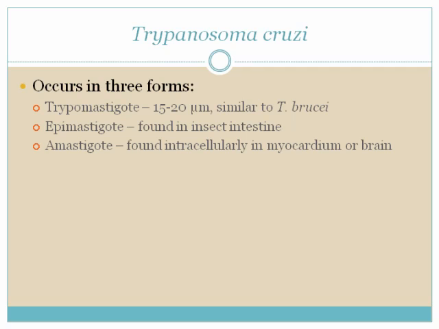This one occurs in three forms. The trypomastigote is usually 15 to 20 micrometers. It's similar to Trypanosoma brucei. The epimastigote is found in the insect vector, and the amastigote can be found in the myocardium or the brain.